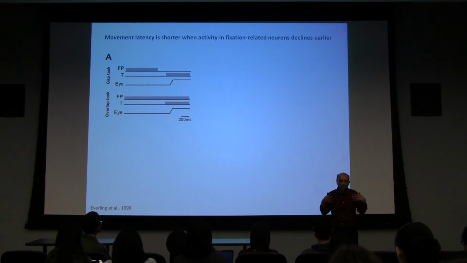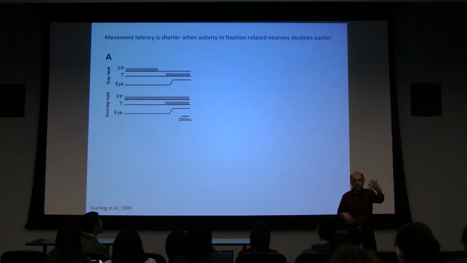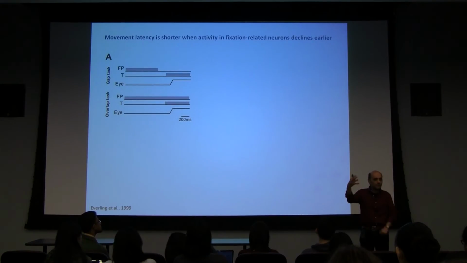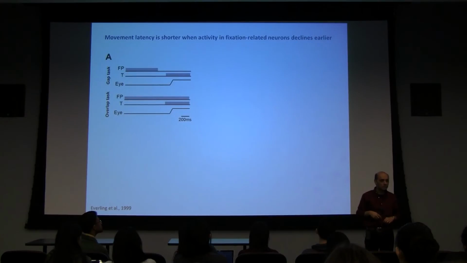So I want you to think about what's happening here. You're looking at something, it goes away, something else appears. That's one condition. In another condition, you're looking at something, it stays there, something else appears. So which one do you think you will react faster to? Raise your hand. Yeah? Why?